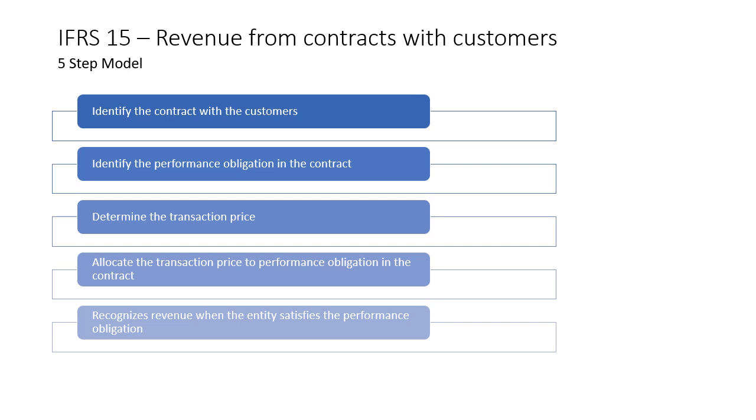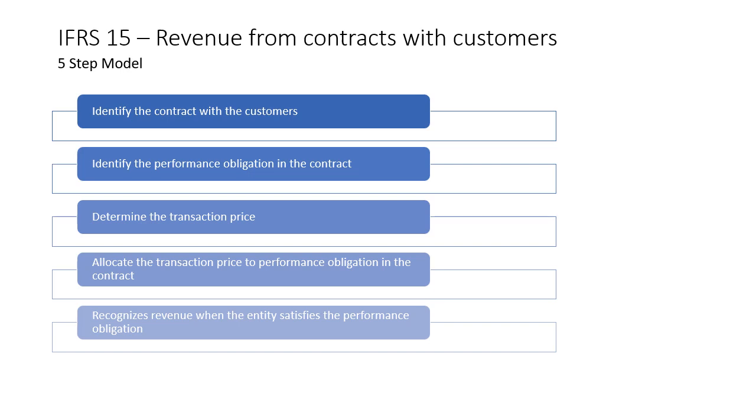Now, once the contract has been identified, the next step is to list down all the performance obligations in the contract. The entity needs to identify all the goods and services promised in the contract and assess whether each is a performance obligation as per the new standard.